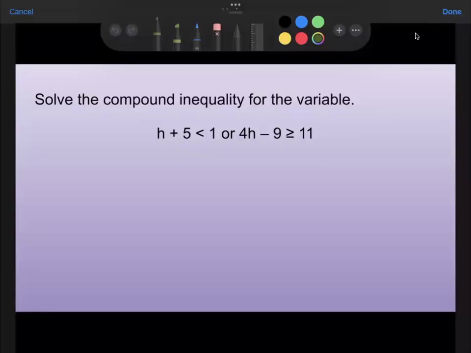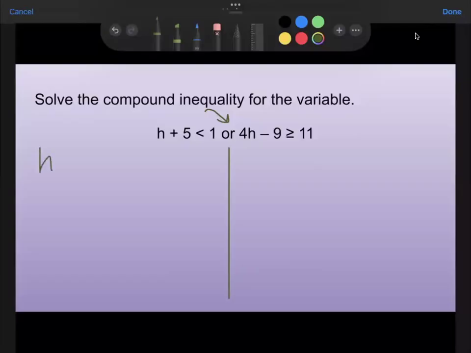So when you see an or inequality, we solve it differently as well. We actually just split them into two separate inequalities. See how they don't have anything in common, just like the other ones had that expression in the middle that was in common. These don't have anything in common. So we're just going to solve them separately, and the answer is going to say or. So let's do that first one.